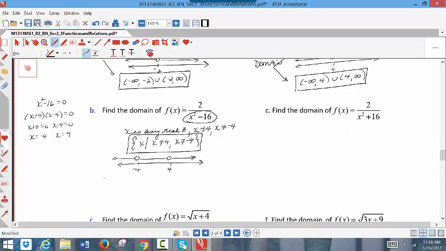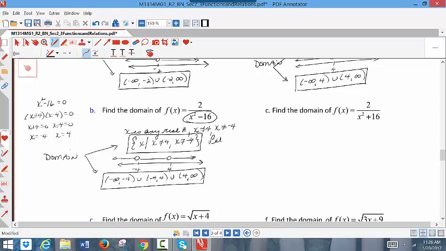Three intervals. This left part is negative infinity to negative 4. The middle part is negative 4 to 4. And the last part on the right side is 4 to infinity. This is your domain written in interval notation. Both of these are saying the same thing. They are both the domain for this function. One is in set notation, and the other is in interval notation.